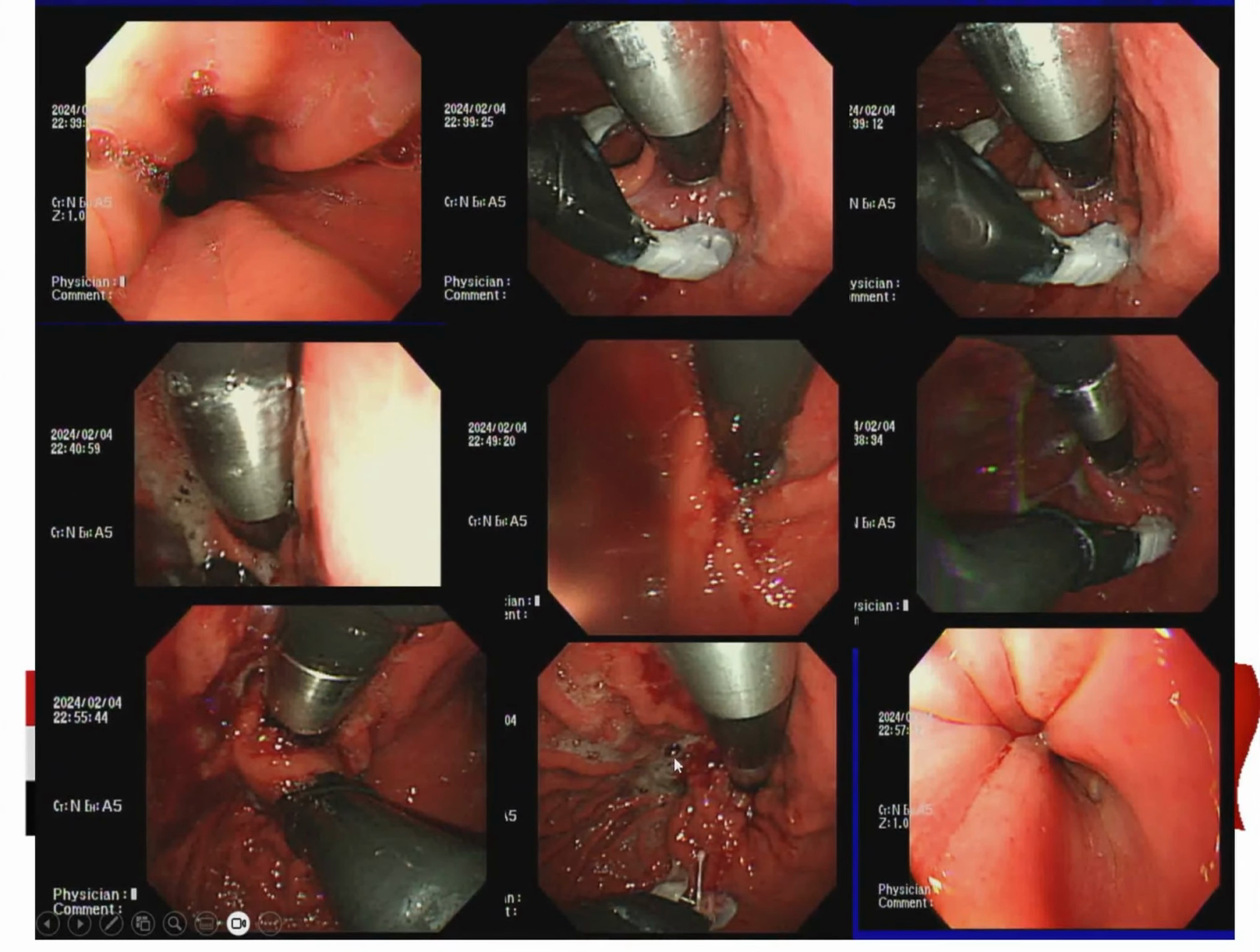And this is the final picture after application of 2 plications. And we can see here that the cardia is nicely closed. If you compare it to the pre-treatment picture, this is very nicely closed, and the patient significantly improved after Gerdix.